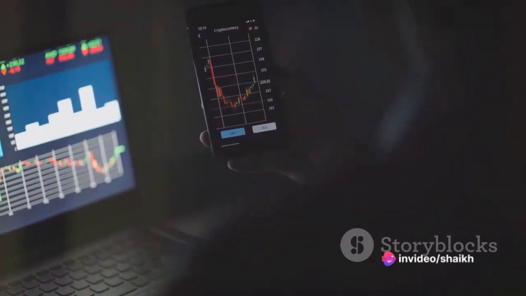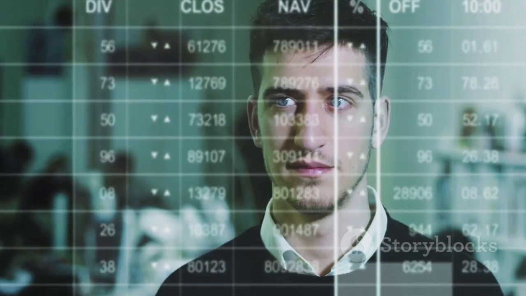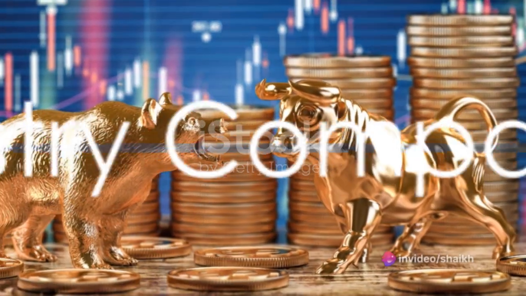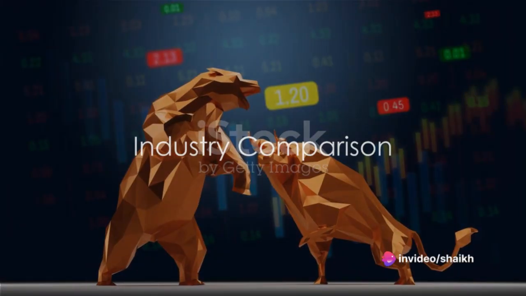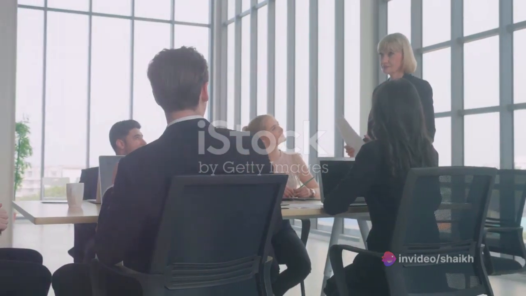A PB ratio less than 1 could indicate that the stock is undervalued or the company is earning less than it's worth. However, a PB ratio greater than 1 might mean that the stock is overpriced or the company is earning more than its assets suggest. But take note, a lower PB ratio doesn't always signify a good investment. The ideal PB ratio can vary depending on the industry.